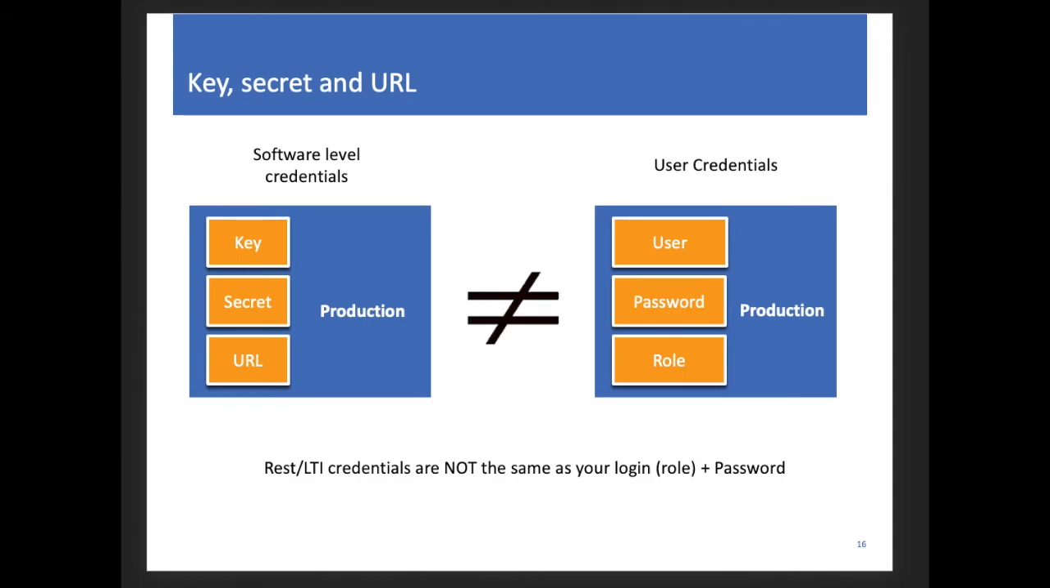Something very important to know is that the software level credentials for production, which are just key, secret, and URL, are not the same as user credentials for production. So you're gonna have a user, password, and role, which is assigned by your login group. Those are not the same. Those are completely different ones. You don't use those. We as Blackboard provide you those. So if you want to have access to those credentials, you can always request them by creating a support ticket, and they're gonna help you out. If you want to have a test environment to play with, you can always write us an email to developers@blabber.com, and I can help you with that.